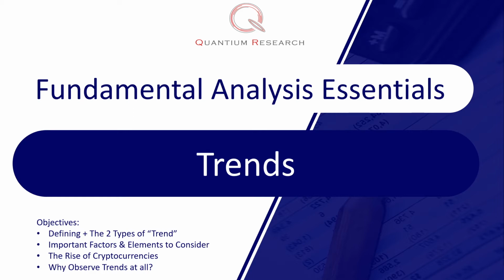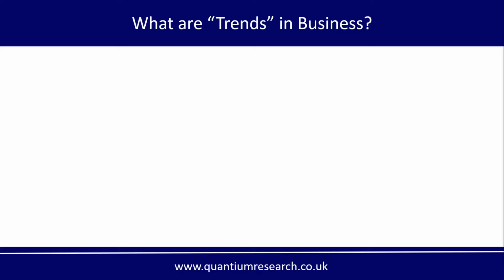We'll also have an example of the rise of a big trend which now can be found through cryptocurrencies, the rise of crypto, so Bitcoin and Ethereum, etc. Even things like Ripple, but we're just going to focus on those two in terms of their rise later on. And we will also ask ourselves the question and answer this: why do we observe trends in the first place? So let's begin. We're going to first answer what trends are in business in general.